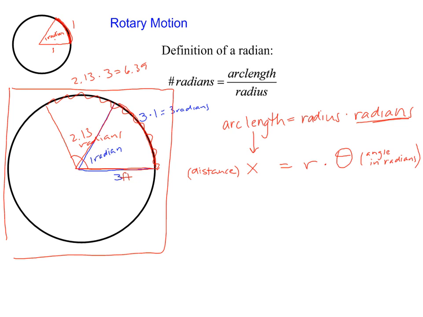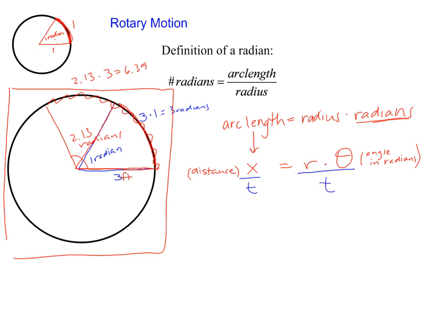This is really not the most useful and most helpful idea about rotary motion, though this is fundamentally where we're going to start. What's really interesting is what happens when I start thinking, instead of distances and angles, about velocities. So let's look at what happens if I take these two sides of the equation and divide them both by t.